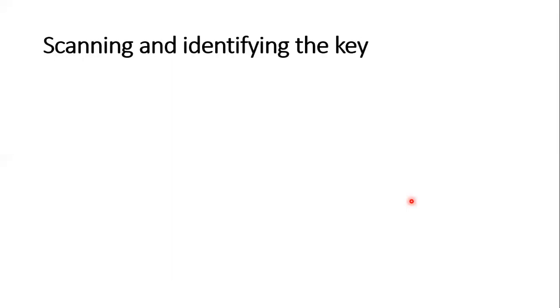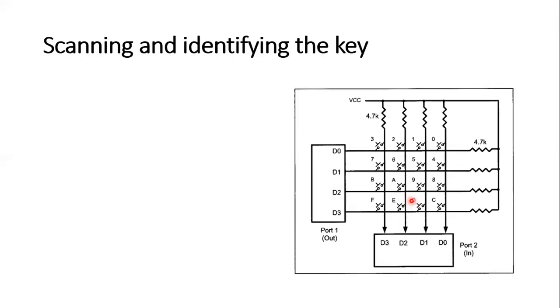Of course, you have a keypad. So how do we make use of this keypad? First we should know how to scan. When somebody presses a key, you should know which key has been pressed. In order to do that, we have to go through a very important process called scanning and identifying the key.